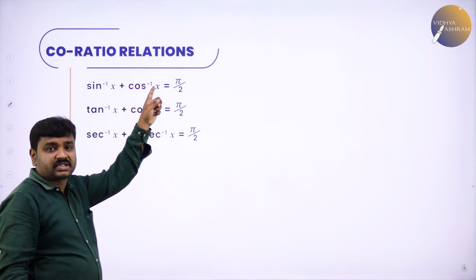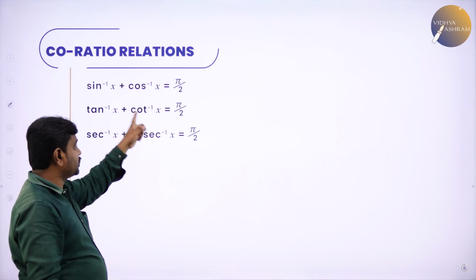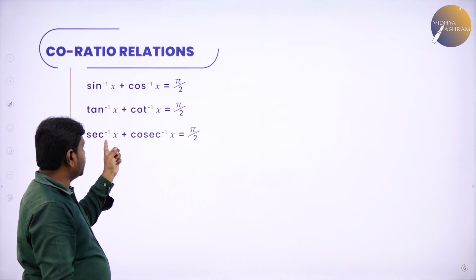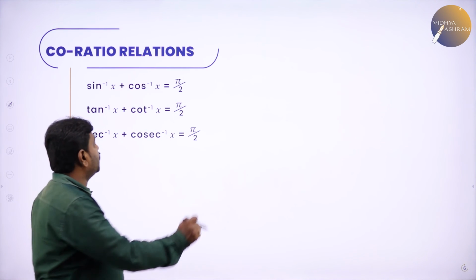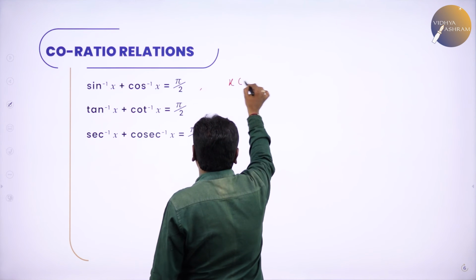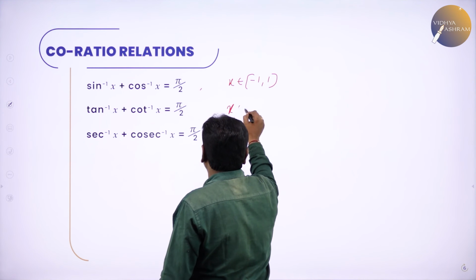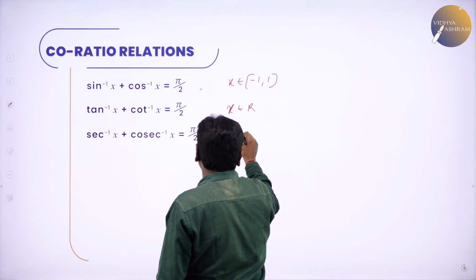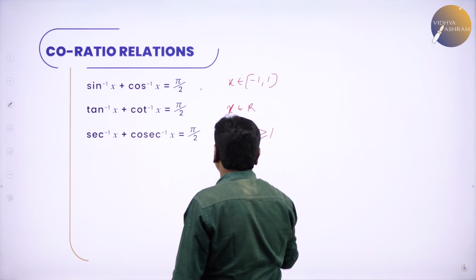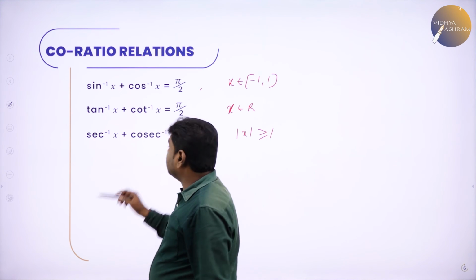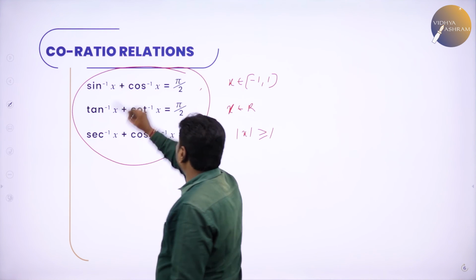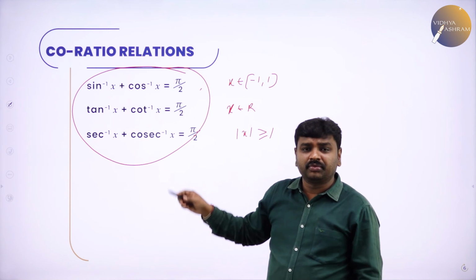What is sin inverse x plus cos inverse x? Pi by 2. What is tan inverse x plus cot inverse x? Pi by 2. What is secant inverse x plus cosecant inverse x? Pi by 2. The first holds when x belongs to minus 1 to 1, the second holds for all real numbers, and the third holds when mod x is greater than or equal to 1. You know the domains, but memorize these three co-ratios. Always we can't sit and derive.